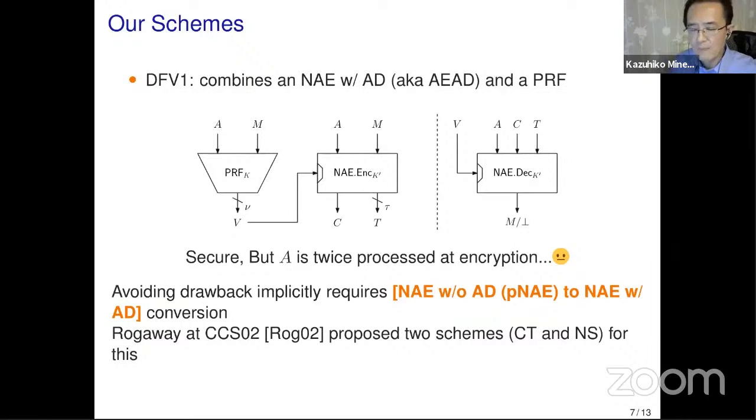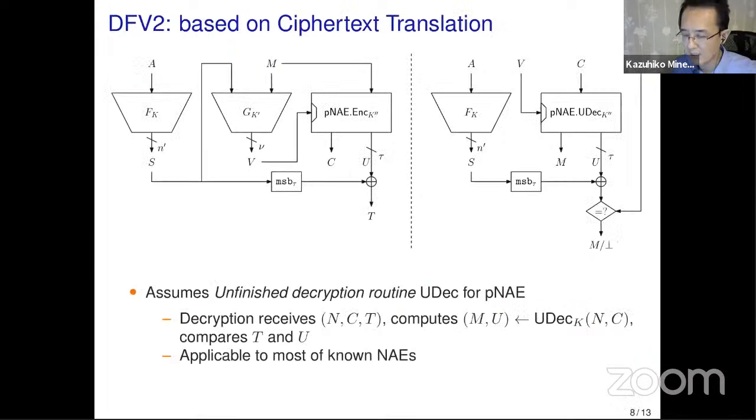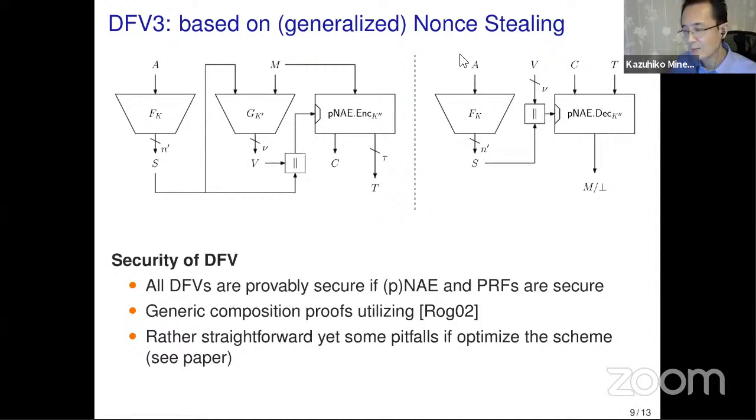This is secure, but the problem is that the associated data is processed twice at encryption. To overcome this problem, we need to implement some scheme to convert a nonce-based AE without associated data to a nonce-based AE with associated data. This problem has been studied by Rogaway in 2002, so we can use this. Using Rogaway's schemes, namely the ciphertext translation and the nonce-stealing, we can derive two schemes that avoid the above-mentioned problem of processing the associated data twice. And all schemes are secure.